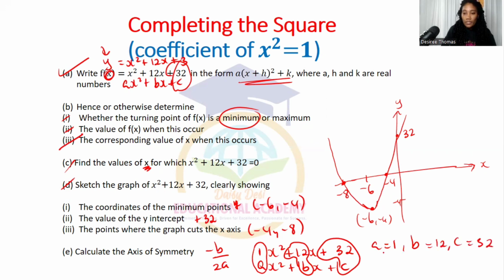So for the axis of symmetry, x is equal to minus b over 2a, which is minus 12 over 2, which is minus 6. So our axis of symmetry is x equals minus 6.